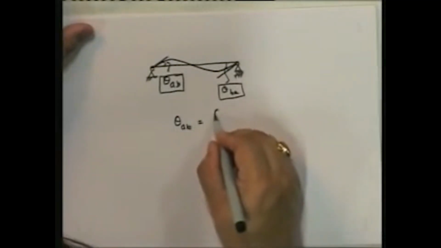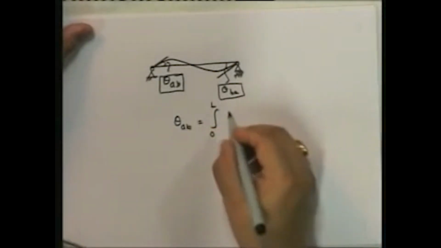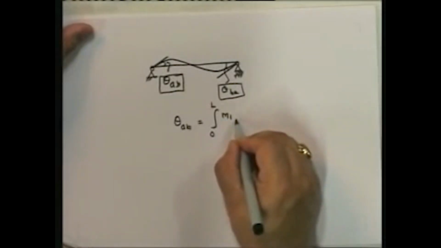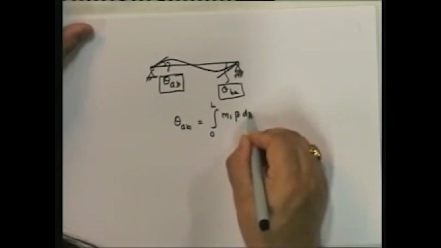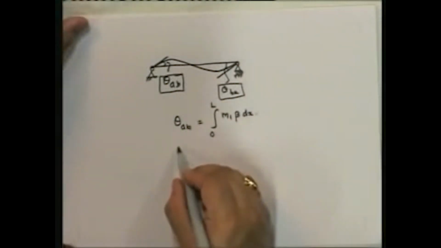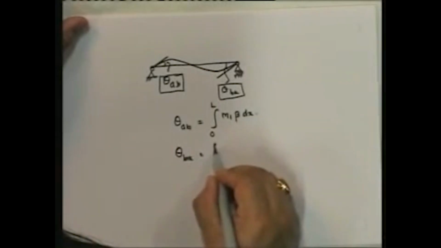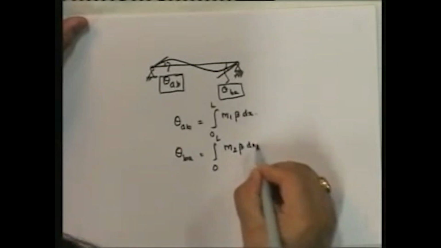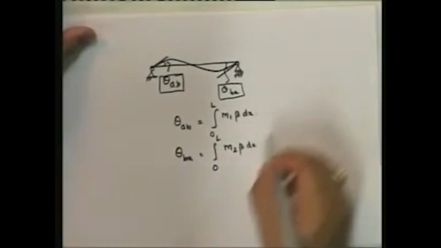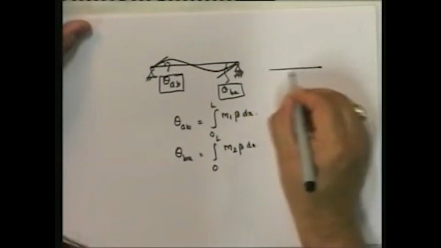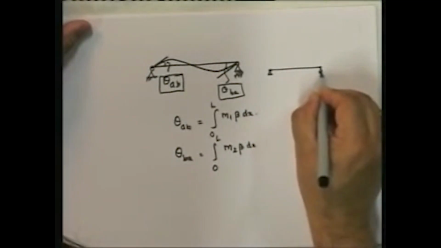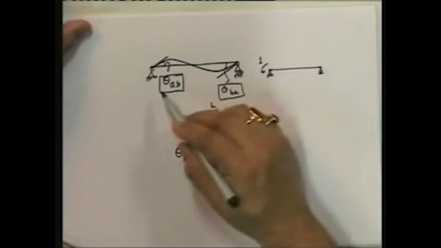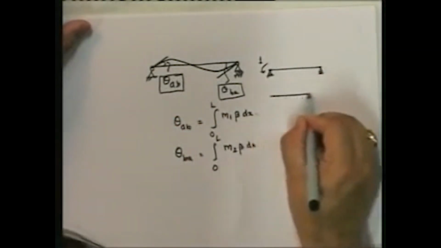theta AB is equal to integral from 0 to L of M1 into curvature dx. Theta BA is equal to integral from 0 to L of M2 into curvature dx. What is M1? M1 is the bending moment in the member due to a unit virtual force corresponding to theta AB. So that gives me the virtual displacement.